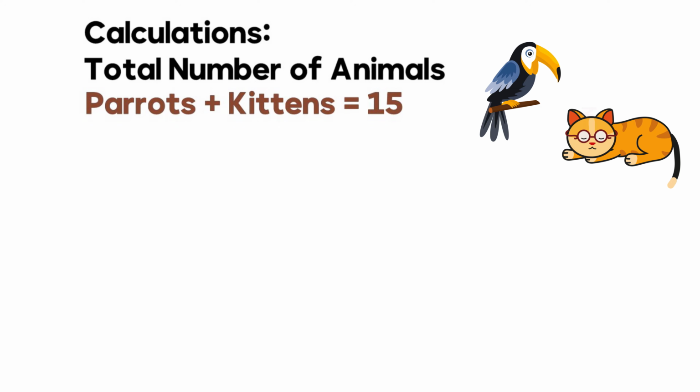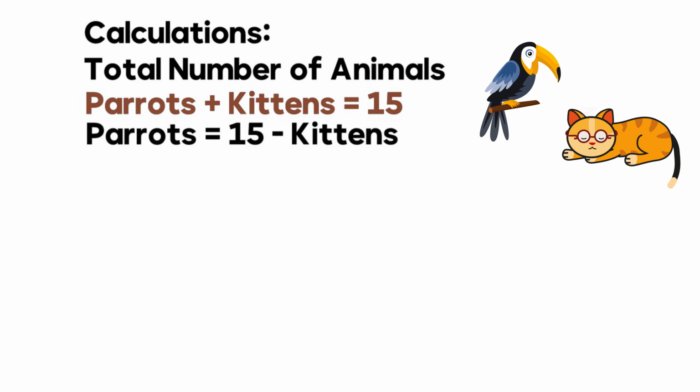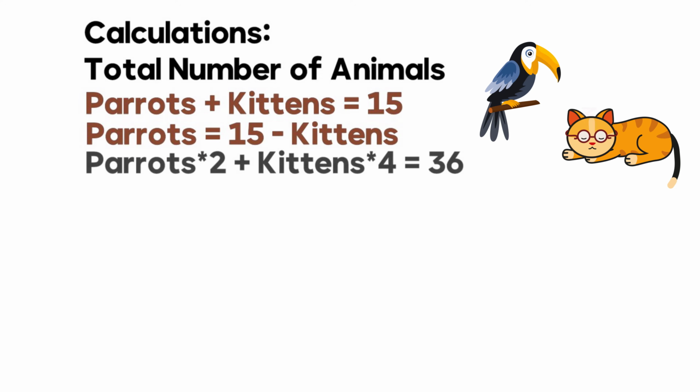So based on this, we can calculate number of parrots. Number of parrots equals 15 minus number of kittens. We can do similar expression based on the number of legs. 2 multiplied by number of parrots plus 4 multiplied by the number of kittens equals 36.